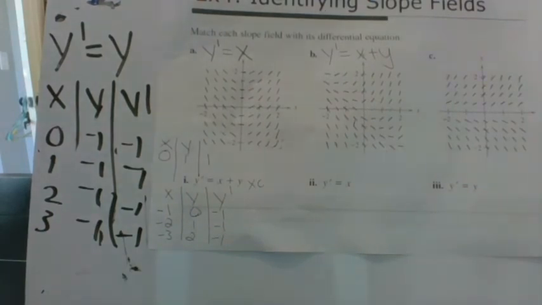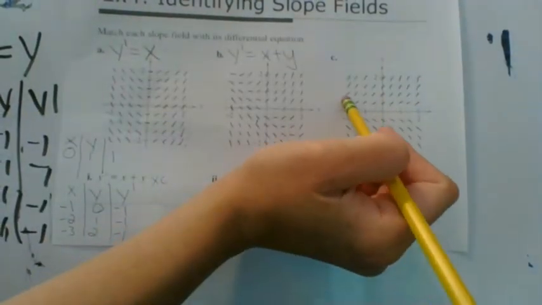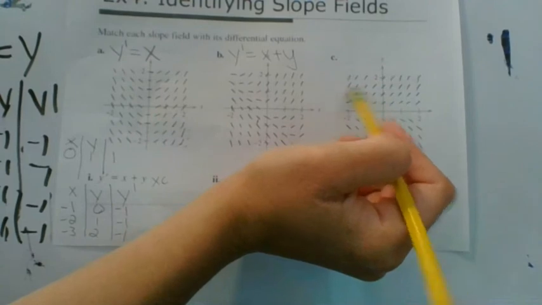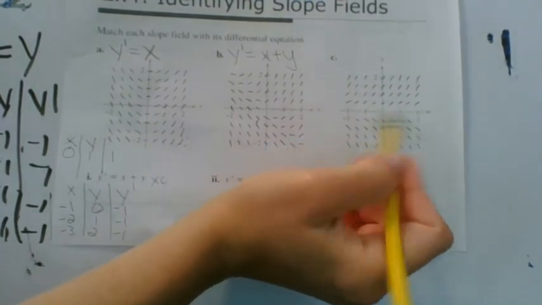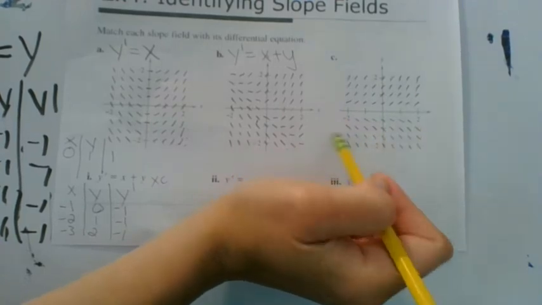So let's see. For all y values of 1, the slope has to be 1. So these are all 1s. See, more steep at 2, more steep at 3, more steep at 4. Then -1, -2, -3, -4. So C has to be y prime equals y. So you just have to make a table and see which values match this slope field that's already created. I'll give you a few to try, and then you can always message me on chat if you're confused.